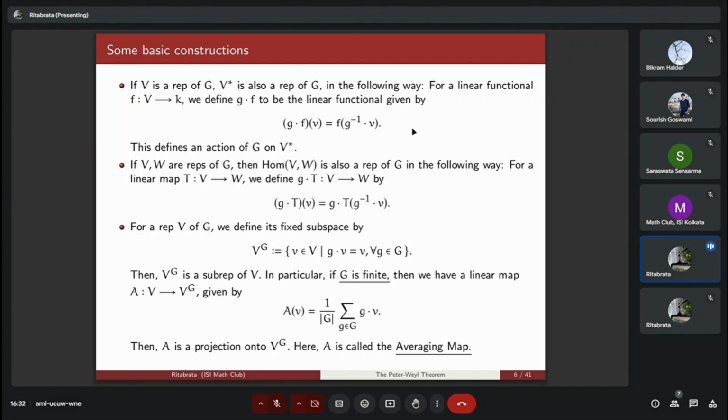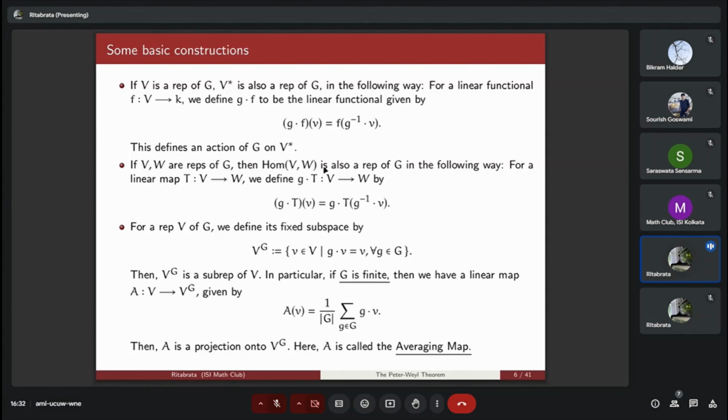Similarly, if V and W are representations of G, then the homomorphisms from V to W are also a representation of G in a natural way. We have to do again one thing, that is, for a given linear map T from V to W, we need to define a linear map G dot T from V to W. So this is our definition, that G dot T of v should be G dot T of G inverse dot v. So one may ask, how can we guess this definition?